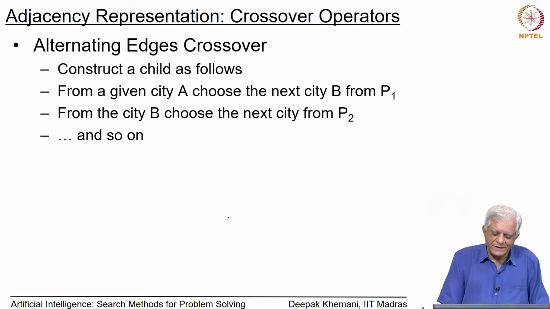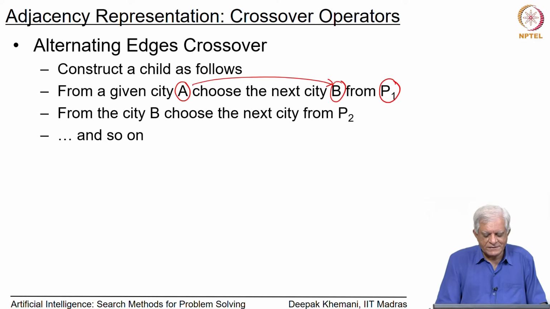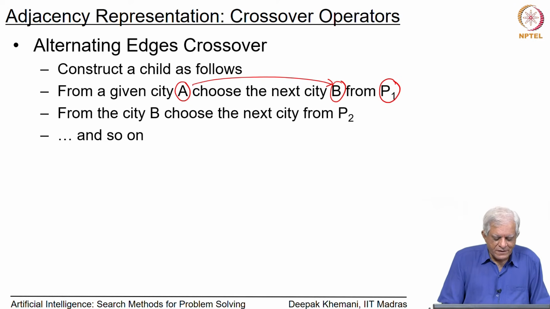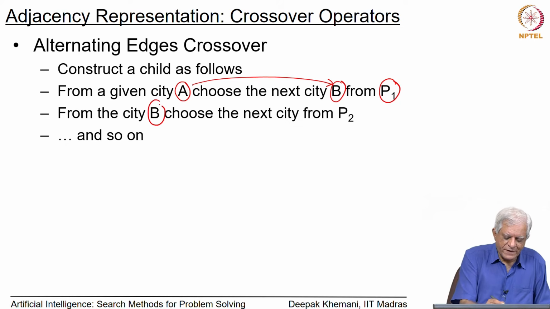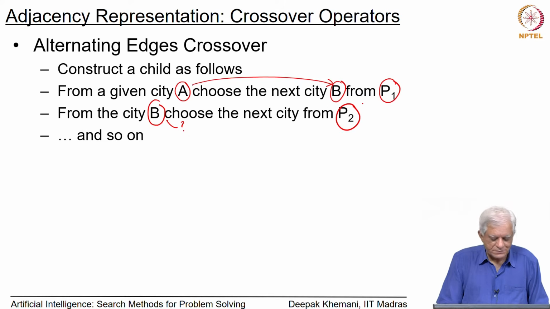So, you have started with city A and then you go to parent 1 and you find that from A you are going to B, and this can be easily found in adjacency representation as we have seen. Then from city B, where should we go? We go to parent 2 to look for that, and so on and so forth.